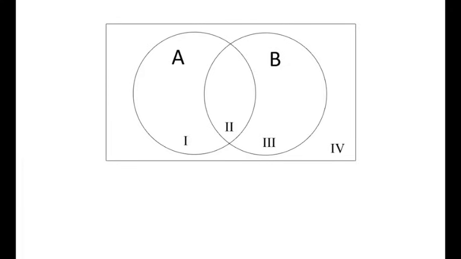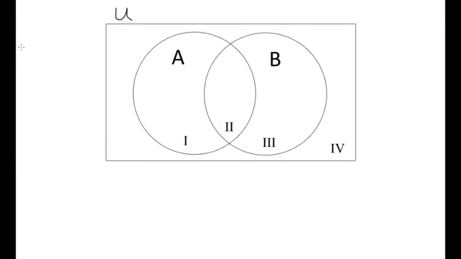In this video, we'll be talking about Venn diagrams. The Venn diagram we have on the screen has two sets, set A and set B. And then we also have the universal set, represented by the box around the outside. We've labeled the regions inside 1, 2, 3, and 4, and we'll refer to those as such.